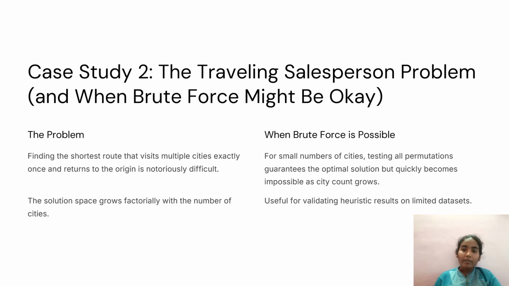Case study 2: the traveling salesperson problem and when brute force might be okay. The problem: finding the shortest route that visits multiple cities exactly once and returns to the origin is notoriously difficult. The solution space grows factorially with the number of cities. When brute force is possible: for small numbers of cities, testing all permutations guarantees the optimal solution but quickly becomes impossible as city count grows. Useful for validating heuristic results on limited data sets.